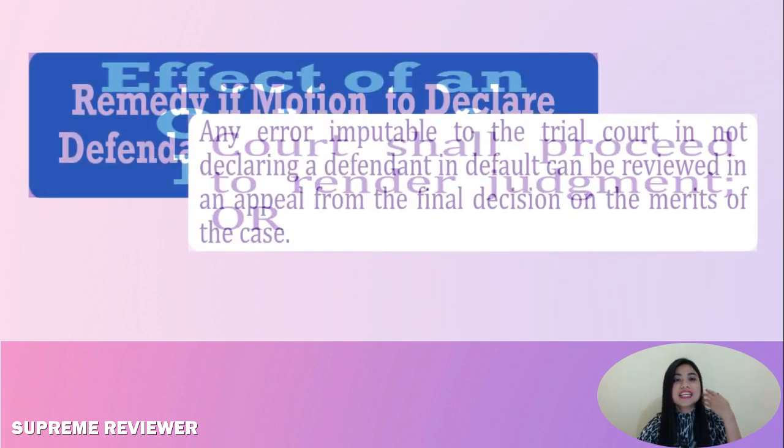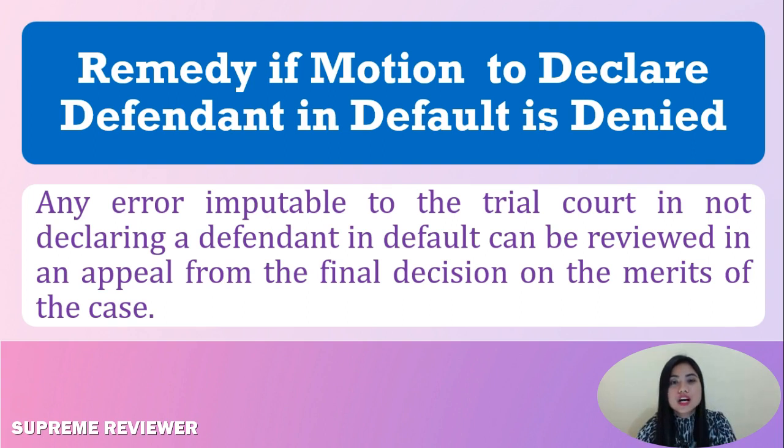Okay, now, what is the remedy if the motion to declare the defendant in default is denied? The court held in one case that when the trial court denied petitioner's motion to declare respondent in default, petitioners questioned the court's order by filing a petition for certiorari under Rule 65 with the Court of Appeals. The Supreme Court held that any error imputable to the trial court in not declaring a defendant in default can be reviewed in an appeal from the final decision on the merits of the case.